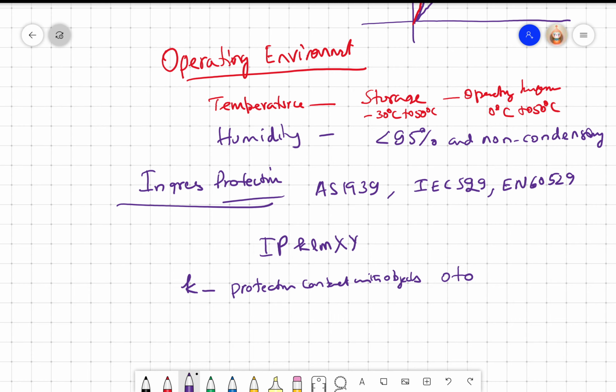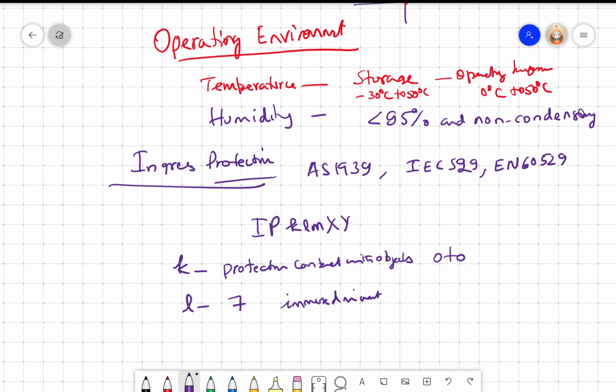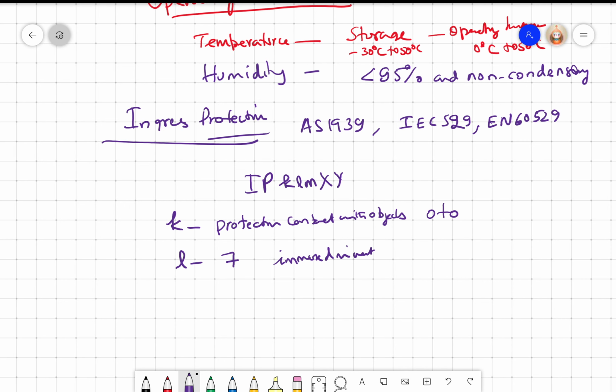And as this number keeps increasing, the water level can go higher. So when it becomes 7, the transducers can work even if they are immersed in water. Right? So many times you will see that the transducer is IP67 class. This is normally the best class.